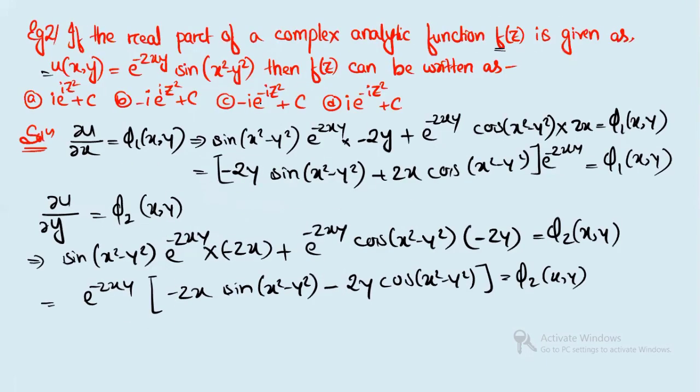So it is minus i e to the power i z² plus c. The power is positive and here it is a minus sign. So the correct option is option B.